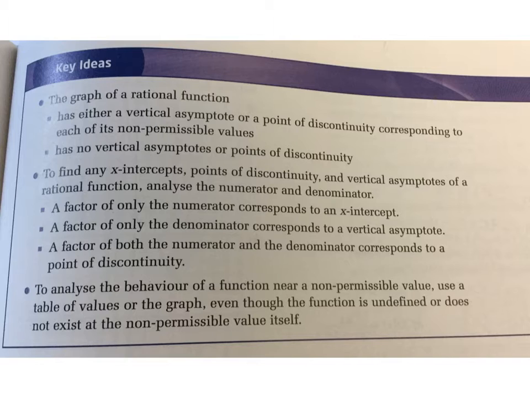To find any x-intercepts, points of discontinuity, and vertical asymptotes of a rational function, analyze the numerator and the denominator. So you're going to look at the numerator in factored form and the denominator in factored form. A factor of only the numerator corresponds to an x-intercept. A factor of only the denominator corresponds to a vertical asymptote, but a factor of both the numerator and the denominator, those are the ones that cancel out, those are the ones that correspond to a point of discontinuity. And then it says you can use a table of values or the graph to figure out more about it.